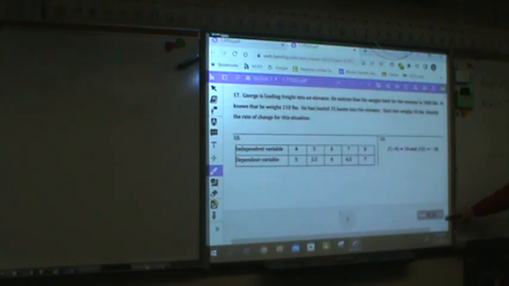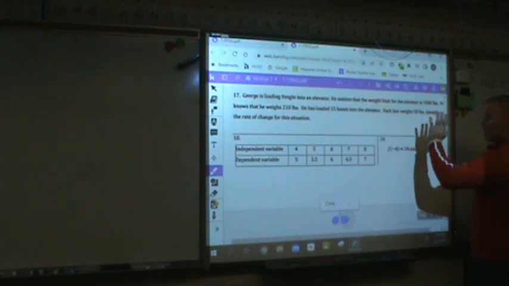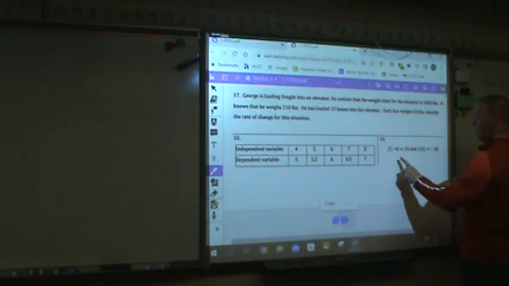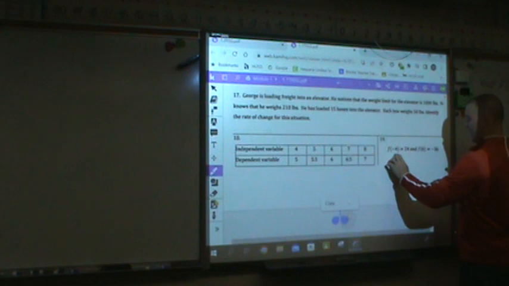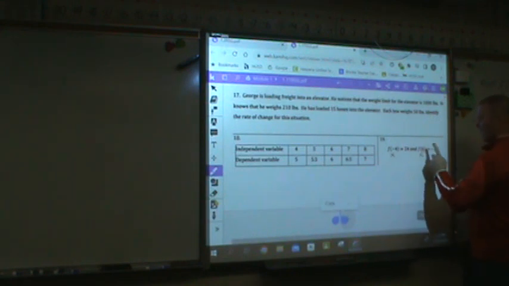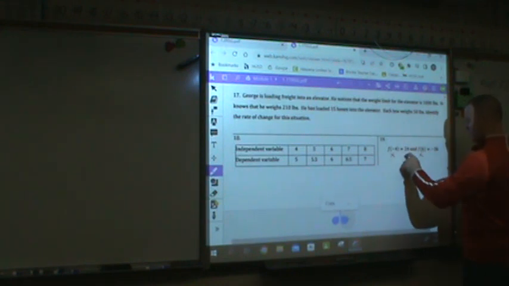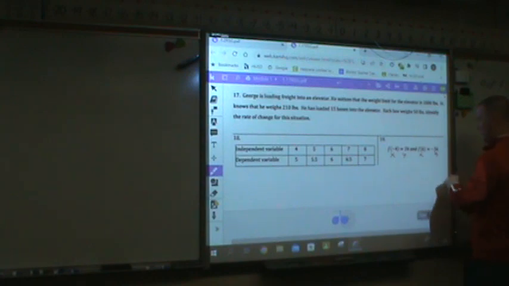All right. And then you'll do the same thing with 19. Picture 19 just like you did the previous problem where you have an input and an output. So think of those as x's and think of these as y's. Think of it that way.